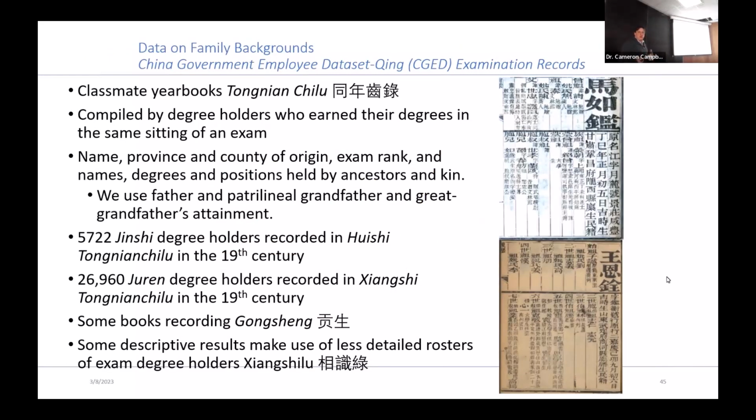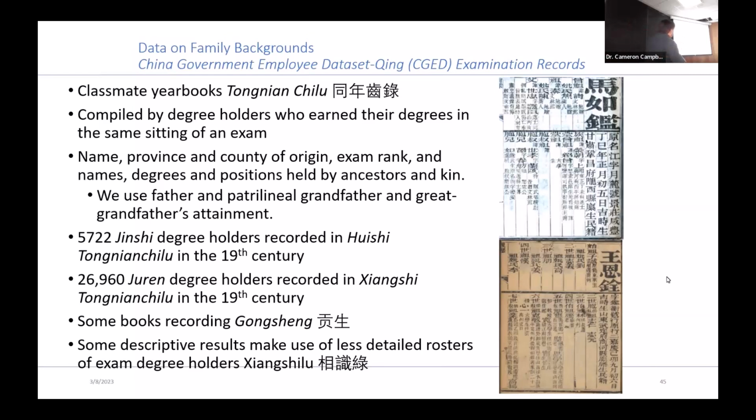The most important are what are referred to as Tongnian Shilu. People who passed exams in the same sitting tended to think of themselves as classmates, and they would form cliques. They would self-publish classmate directories or yearbooks to help establish that they were all connected together. These were extremely detailed. They would have the name of the person who got the degree, the year in which they obtained it, and which degree it was.